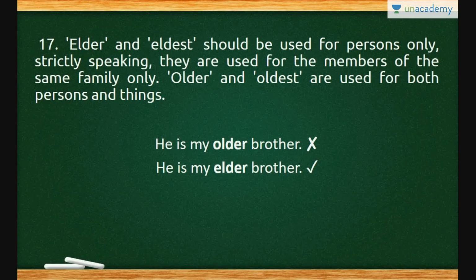Now, the next rule says elder and eldest should be used for persons only. Strictly speaking, they are used for the members of the same family only. However, you can use older and oldest for both persons and things. So, he is my older brother is not correct since we are talking about the same family. He is my elder brother.